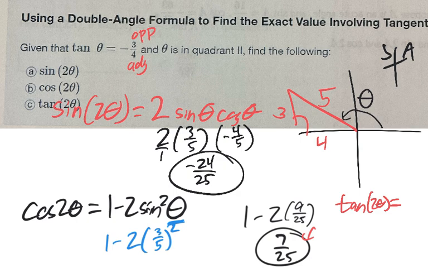Now, for the last one, tangent of 2 theta. We could use that formula they gave us, or I could just know. I know tangent of 2 theta is the opposite over the adjacent, and the opposite side is negative 24. It tells us that tangent theta is negative 3 over 4.